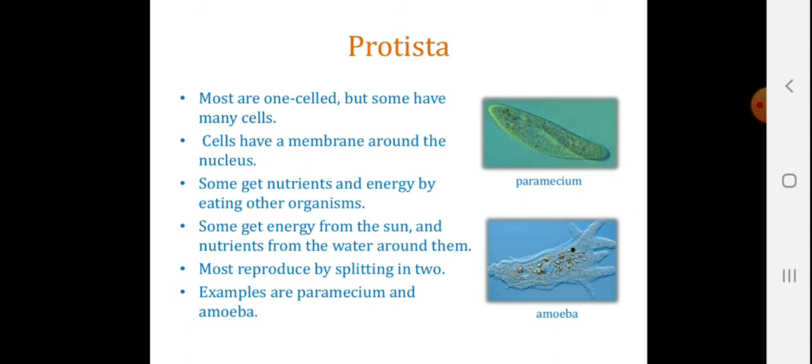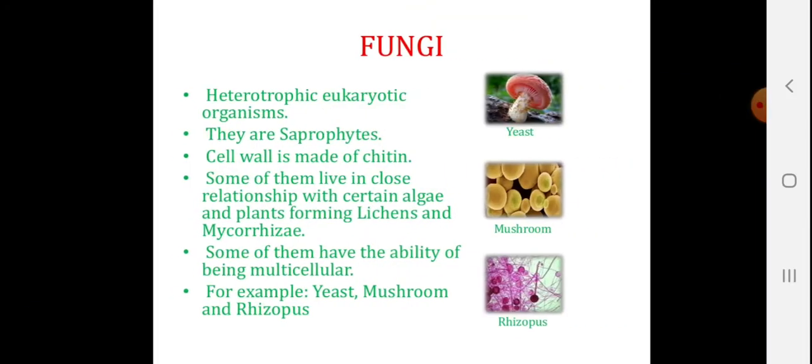Some get nutrients and energy by eating other organisms. Some get energy from the sun and nutrients from the water around them. Most reproduce by splitting into two. Examples are paramecium and amoeba. Now, the third kingdom is fungi.